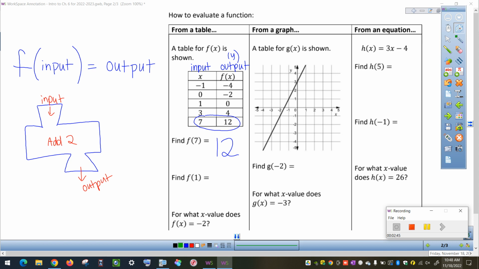Okay, Megan, what did you get for f of 1? 0. Beautiful. When the input is 1, the output is 0.